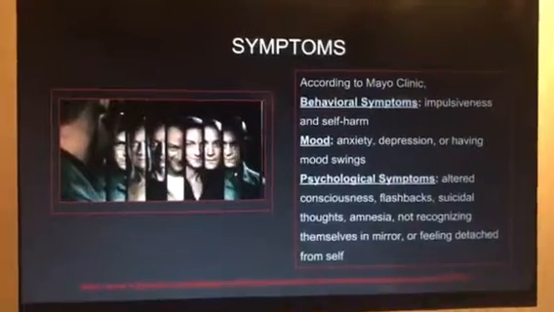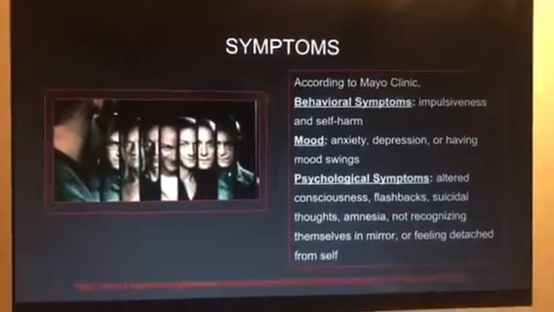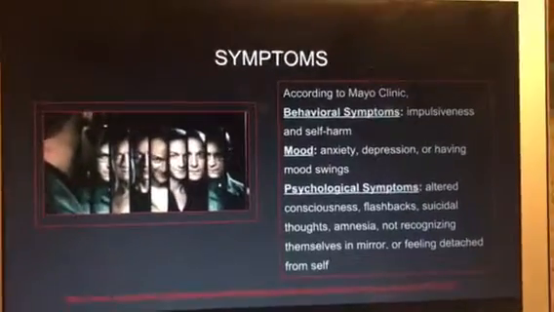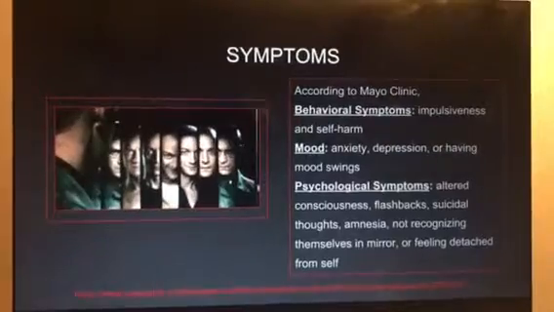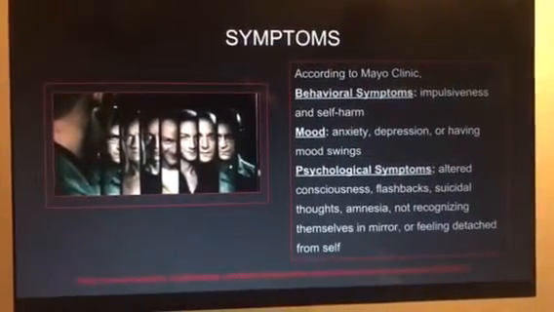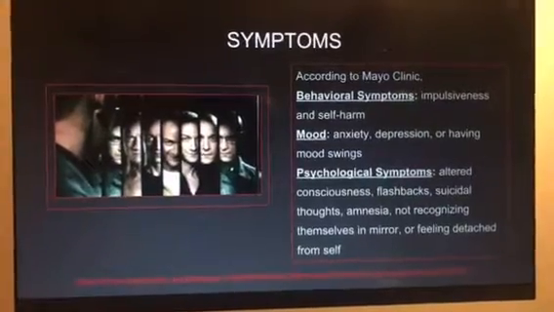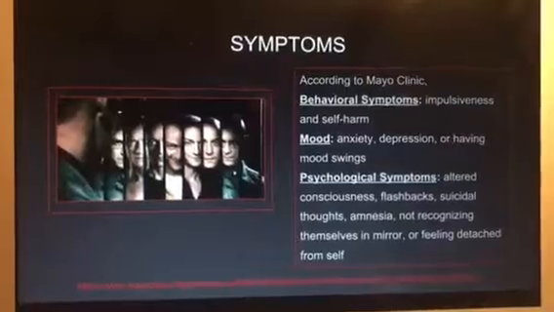Some symptoms. According to Mayo Clinic, again, all of my sites are at the bottom of the slides. Behavioral symptoms include impulsiveness and self-harm. Mood symptoms would be anxiety, depression, or having mood swings. And psychological symptoms would be altered consciousness, flashbacks, suicidal thoughts, amnesia, and not recognizing themselves in the mirror, feeling detached from themselves.